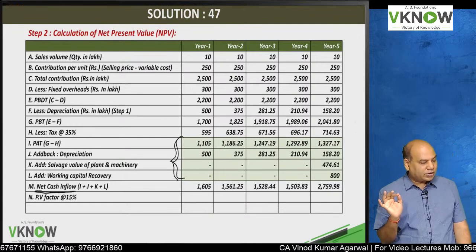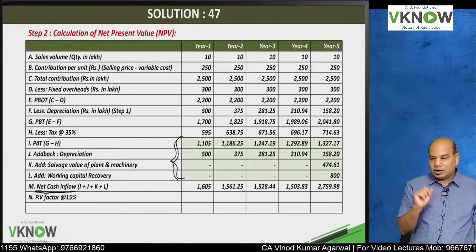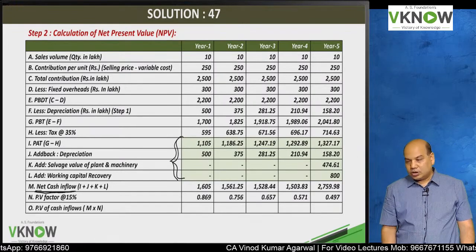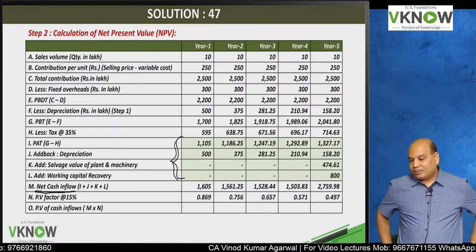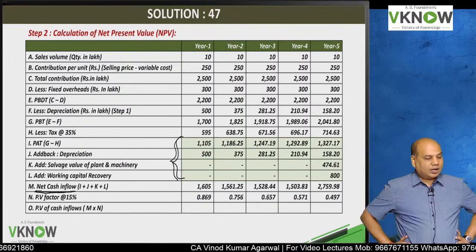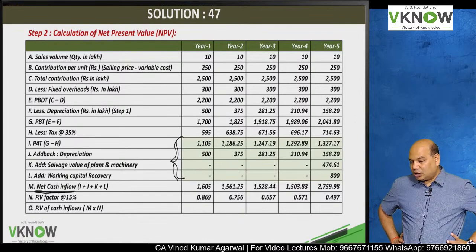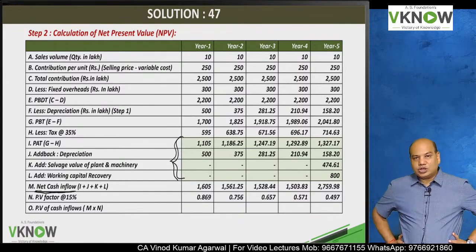Cost of capital is discount rate. Factor is given in the problem. If factor is given in the problem, you have to use it. Point number N, PV factor at 15%. Copy from the question. And now last point, PV of cash inflow.